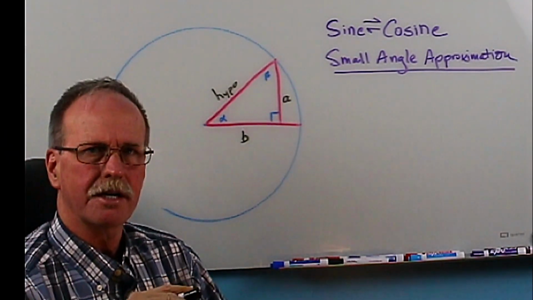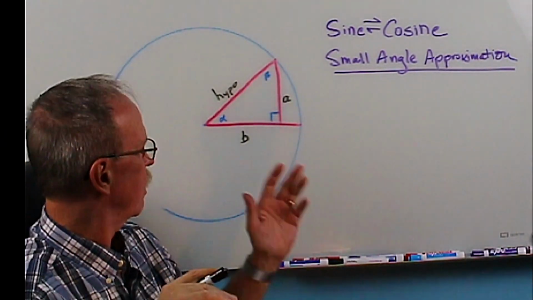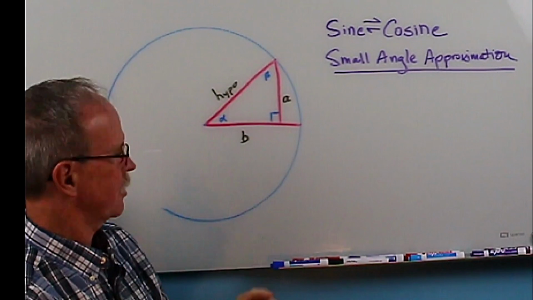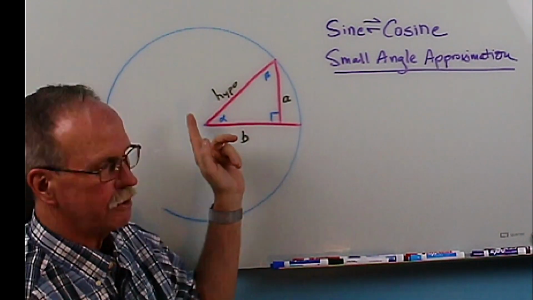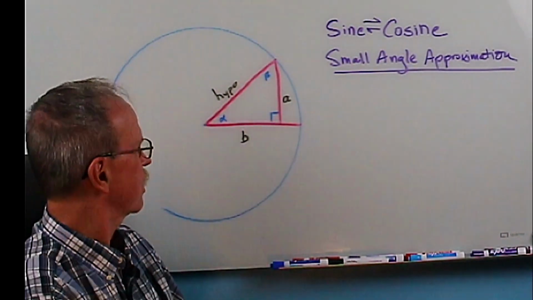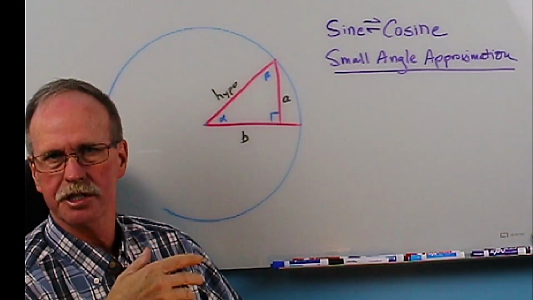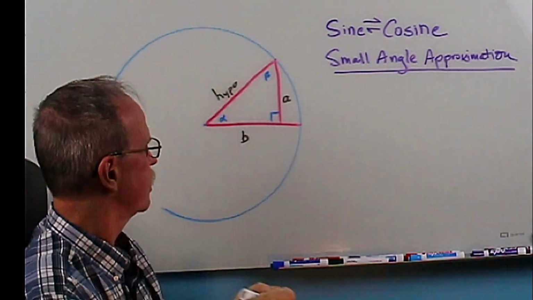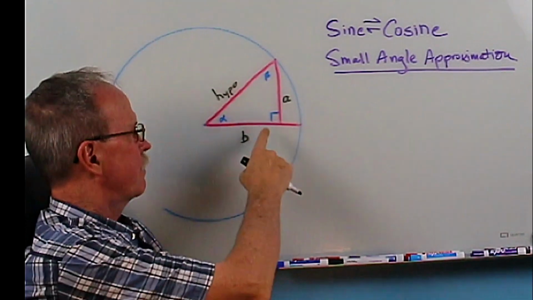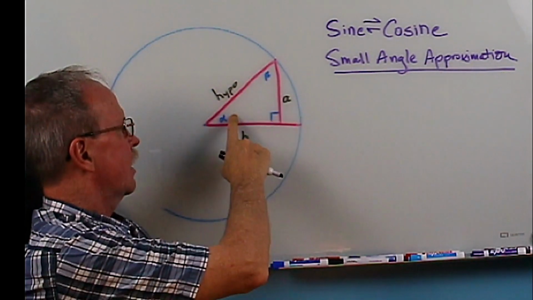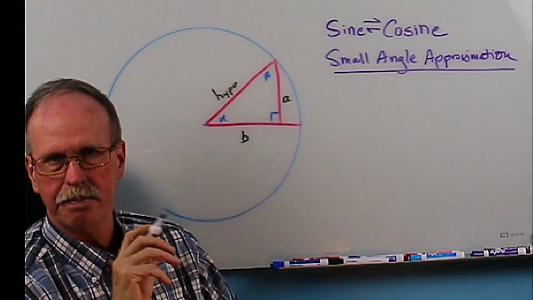Okay, so let's get started and see if we can understand this a little bit. You're all familiar with what we call the unit circle. The unit circle is a circle with radius of 1, and we use it to describe sine, cosine, and trigonometric functions. So, we've got three angles here. We've got a right angle, we've got angle alpha, and we have angle beta.